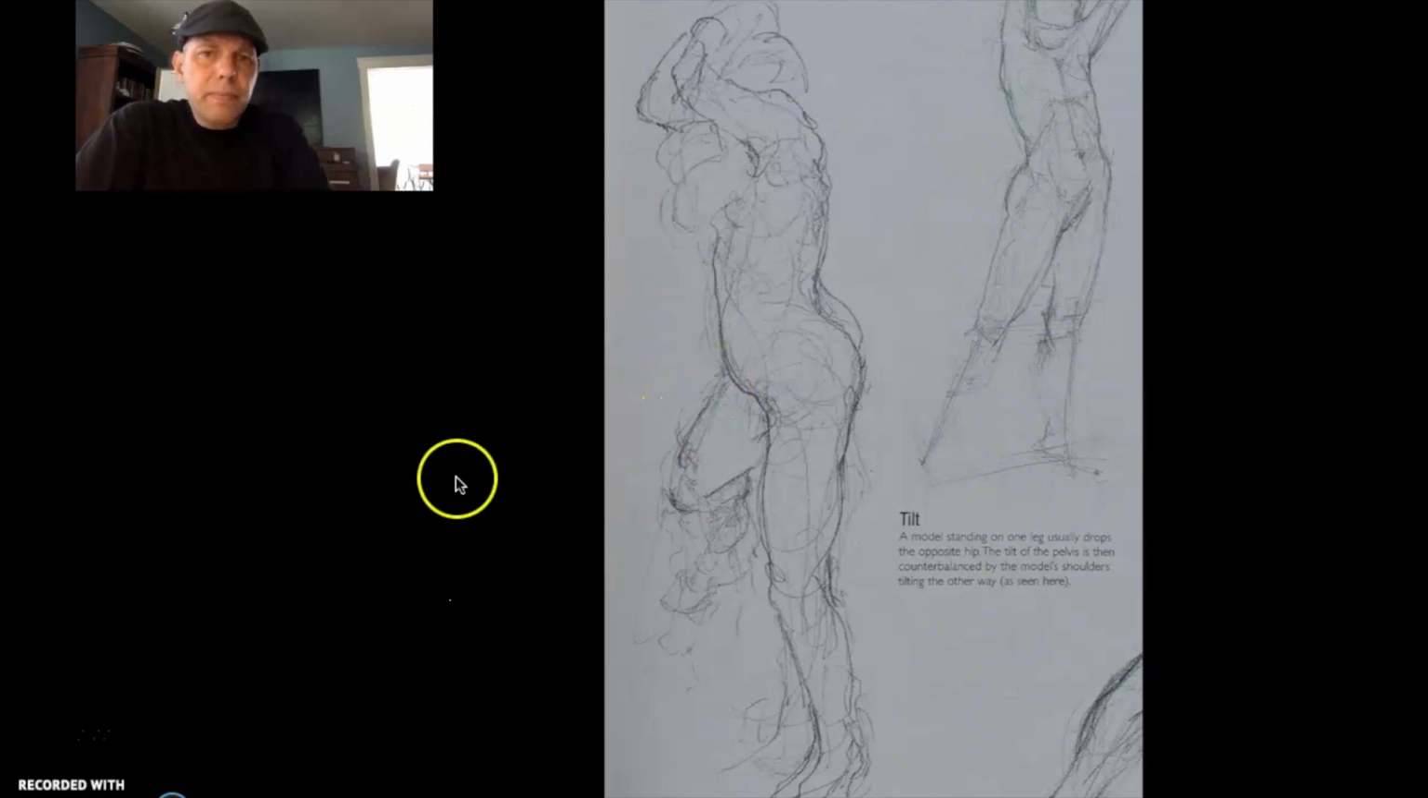Oftentimes when you're drawing, you do it so quickly that mistakes happen, but rather than taking the time to correct those mistakes, you just continue to go. Notice how this foot is all over the place. Either the model was wiggling, or very likely, the artist was just having a hard time trying to get it exactly in the right spot. But at the same time, that's the point.